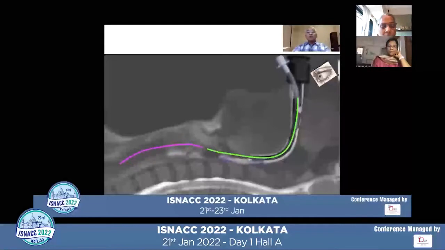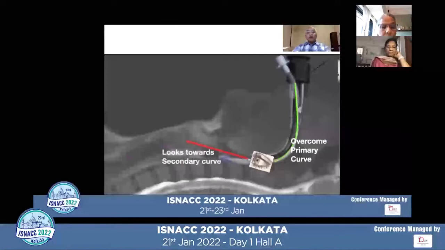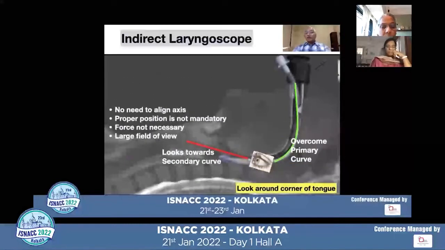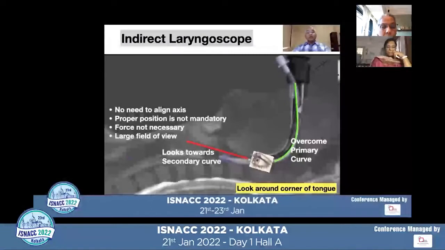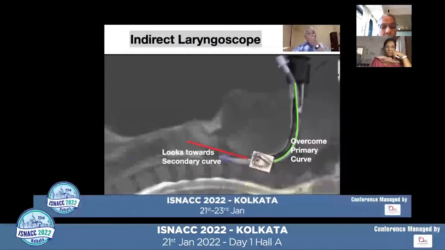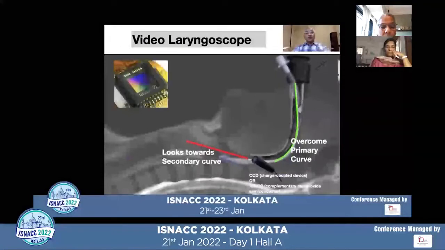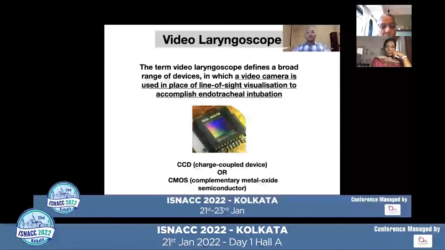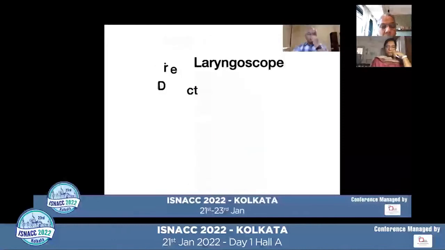Video laryngoscopy is essentially, instead of a direct view from outside, a view beyond the curvature of the tongue, so that you overcome the primary curve and look straight towards the larynx. You don't need to align axes, you don't need to maintain proper position, force is not necessary, and there is a large field of view. The device which looks around the corner of the tongue is called an indirect laryngoscope, and if you use a video camera, it is called a video laryngoscope. By definition, a video laryngoscope is a device which is used in place of line of sight visualization to accomplish endotracheal intubation.